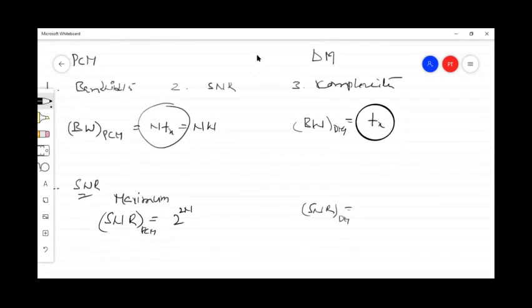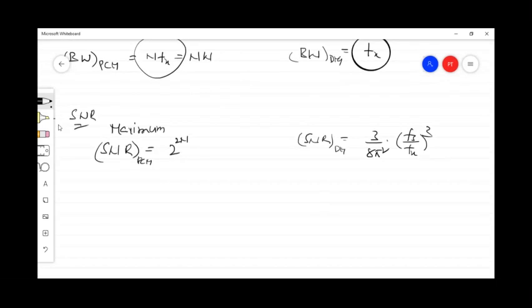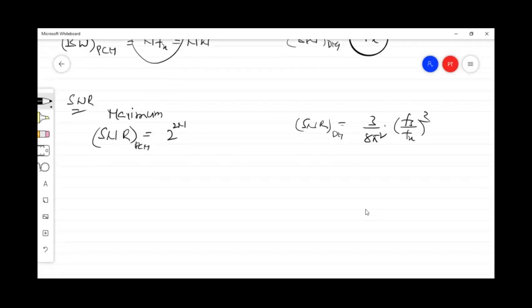This one. Okay, so 3 by 8 pi square into fs by fx whole cube. Here it is straightforward to evaluate the SNR, but indirectly you need to find out. So here fs means sampling frequency.